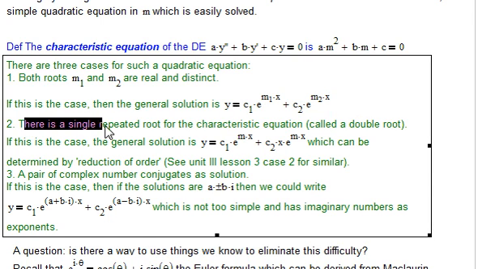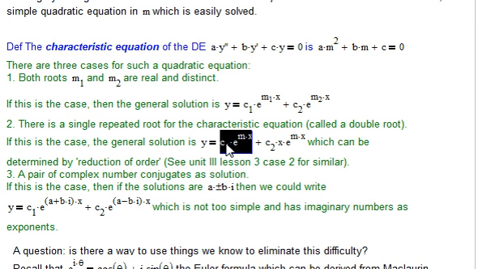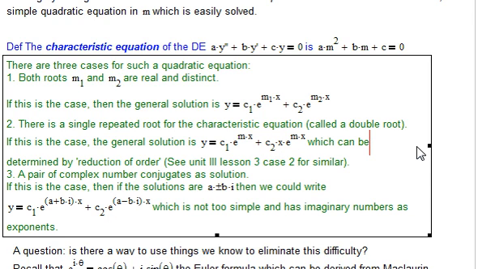So what if there is a single repeated root for the characteristic equation, called a double root? In other words, what if it's a perfect square? In that case, the solution is c1 times e to the mx plus c2 times x times e to the mx, and we could go through the reduction of order. Actually, you could go through reduction of order from the last lesson, Unit 3, Lesson 1, or if you wanted to see a little bit better version of that, see Unit 3, Lesson 3, Case 2 for something similar. But that would work, and it would be no problem.